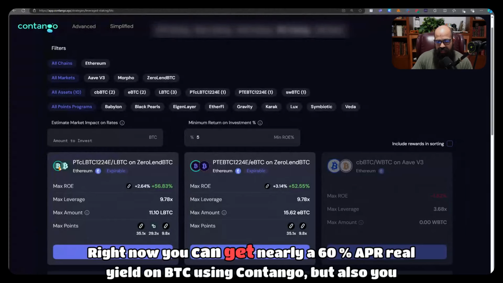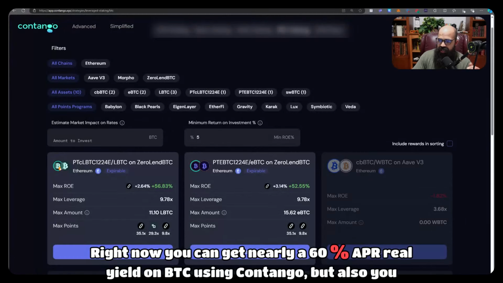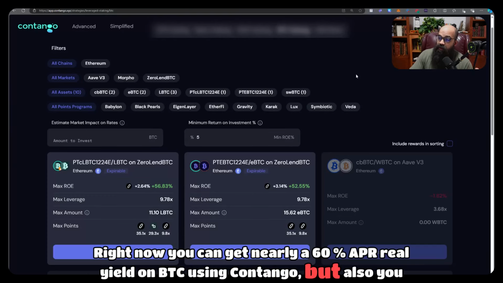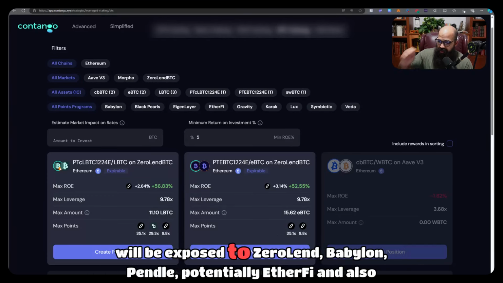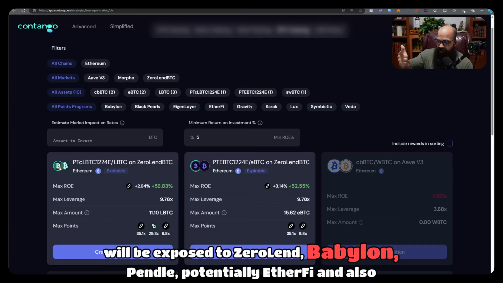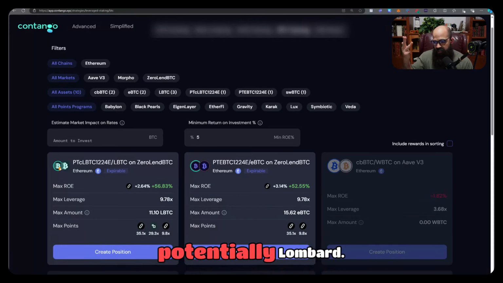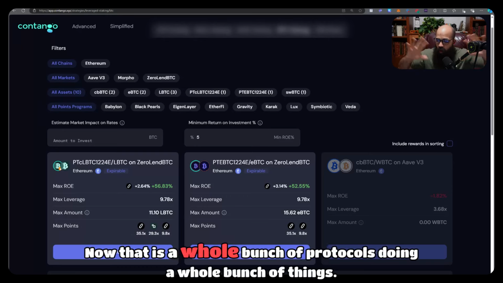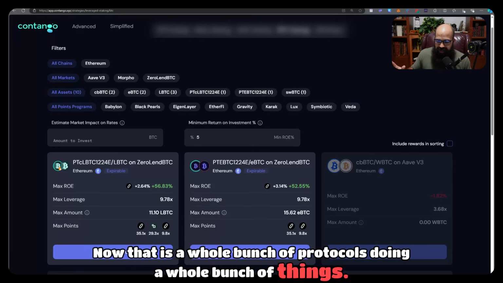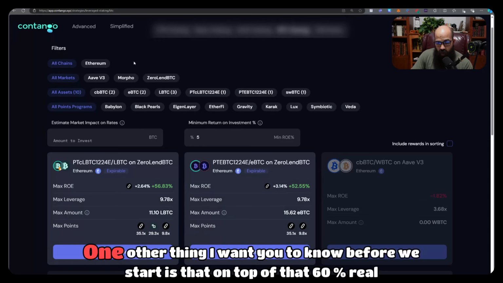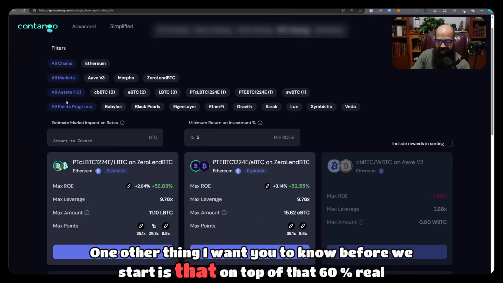Right now you can get nearly 60% APR real yield on BTC using Contango. But also you will be exposed to ZeroLend, Babylon, Pendle, potentially EtherFi, and also potentially Lombard. Now that is a whole bunch of protocols doing a whole bunch of things, so I'm going to break this down. Let's dive in.